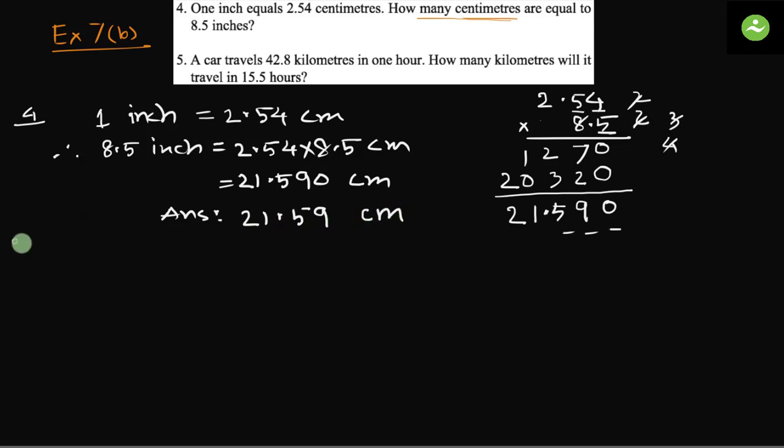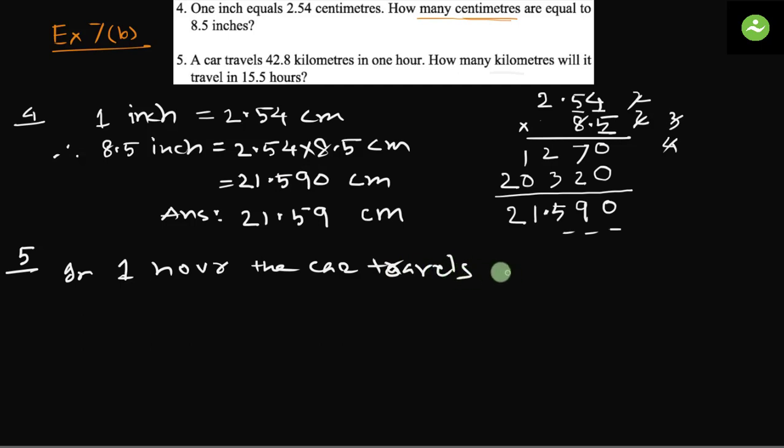Centimeter. Question number 5. A car travels 42.8 kilometers in 1 hour. How many kilometers? So the quantity we find will have the unit kilometers. How many kilometers will it travel in 15.5 hours? In 1 hour, the car travels 42.8 kilometers.